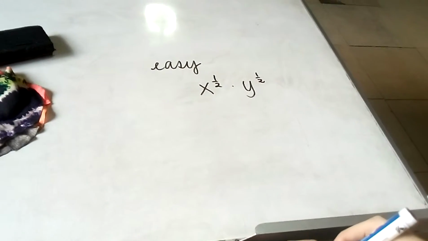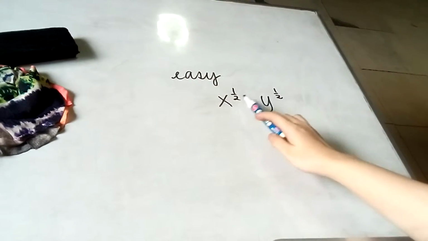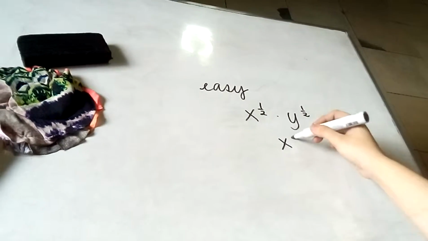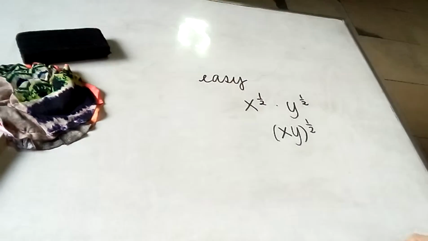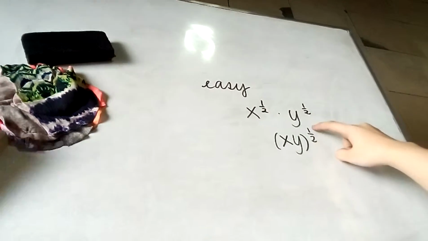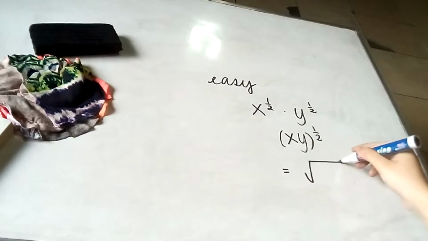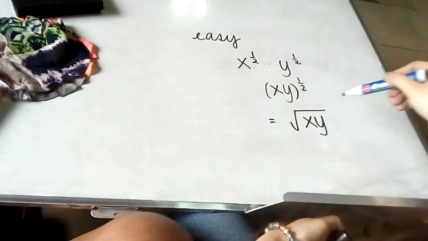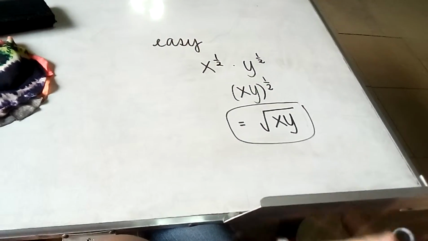Then, to answer this problem, since it has the same exponent, you can write it as xy to the 1/2 power. So, this one indicates the index and this one is the exponent. We can also write it as square root of xy. This is the final answer. Did you get it?